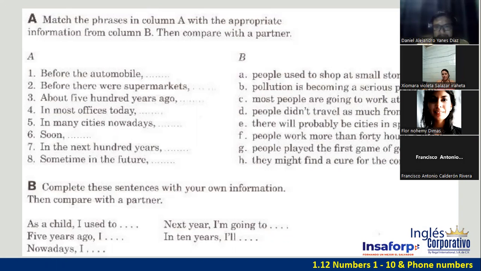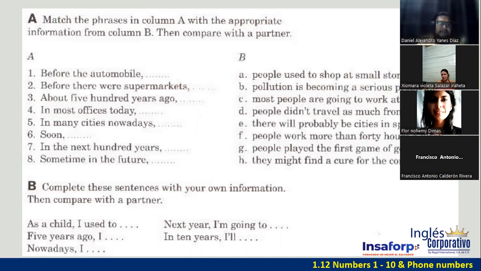Okay, very good. Okay, five years ago, I ran a marathon. I ran a marathon, excellent. Nowadays, I plan new study strategies. Okay, nowadays, I plan new study strategies. Next year, I go into Dominican Republic for vacations. Very good. And the last, in 10 years, I will present an investigation about locust in corn.